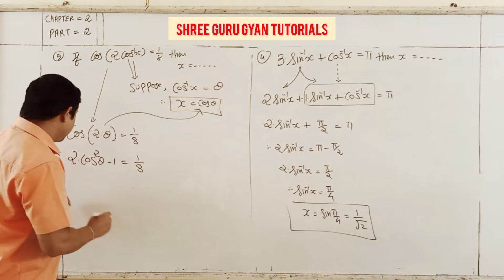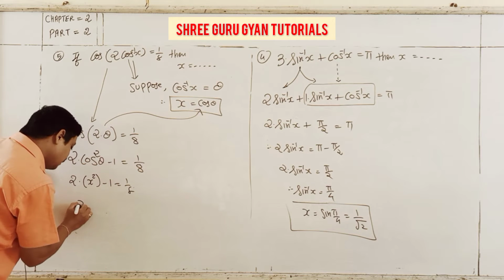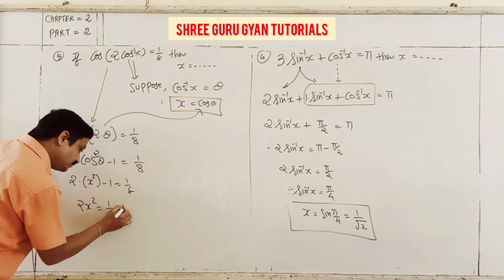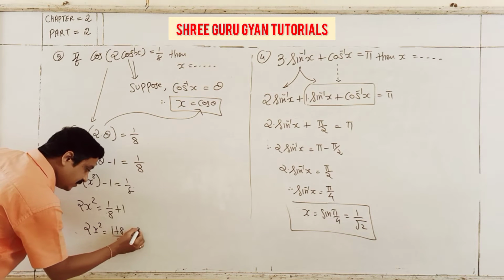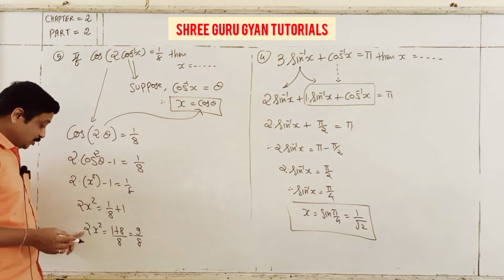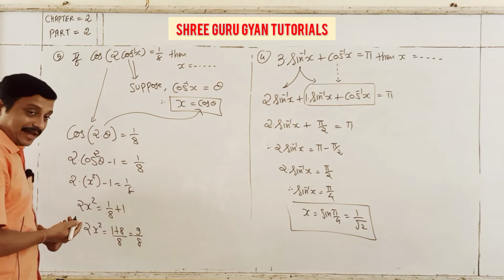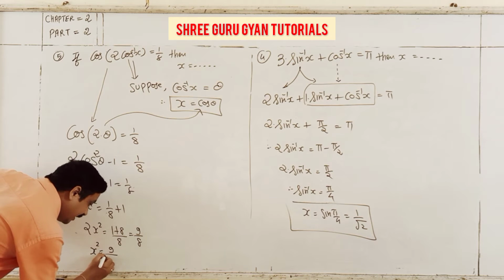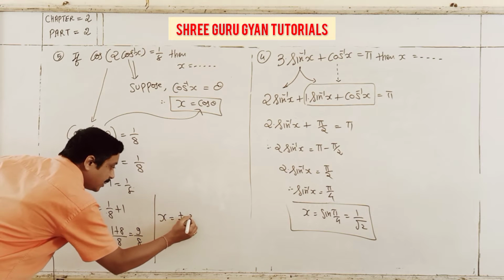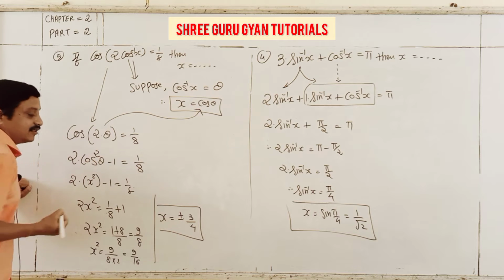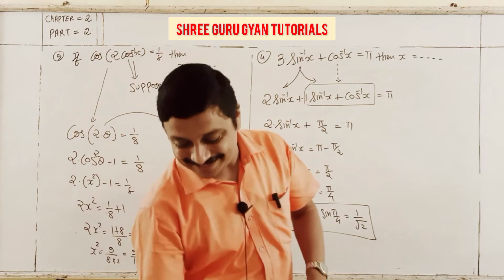Very easy. Over that, I just put the value cos theta as x, and simplify: 1 by 8 plus 1, which is 1 plus 8 by 8, that is 9 by 8, and also divided by 2, that gives 9 by 16. Yes, 8 plus 1 is 9 by 8, so x square becomes 9 by 8 into 1 by 2, which is 9 by 16. So x is plus or minus 3 by 4. Now after that, according to the options, you decide your correct answer. Okay.